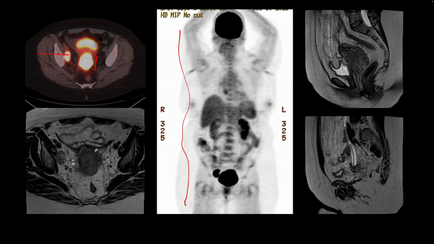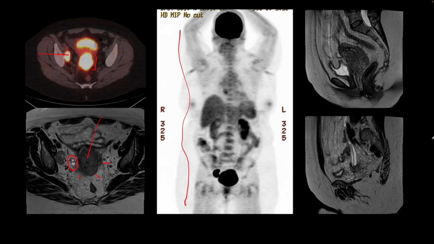On the bottom left we also have an axial T2 weighted small field of view image from their MR of the pelvis showing the tumor in the cervix, bilateral parametrial extension, and these two T2 hyperintense foci.